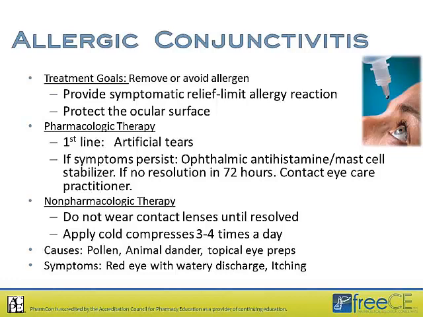Pharmacologic therapy for allergic conjunctivitis is artificial tears. We want to protect the surface of the eye first of all. Then if symptoms persist, we can switch to an ophthalmic antihistamine mast cell stabilizer. If there's no resolution within 72 hours after using the antihistamine mast cell stabilizer, then we'll need to get in contact with the eye care practitioner.